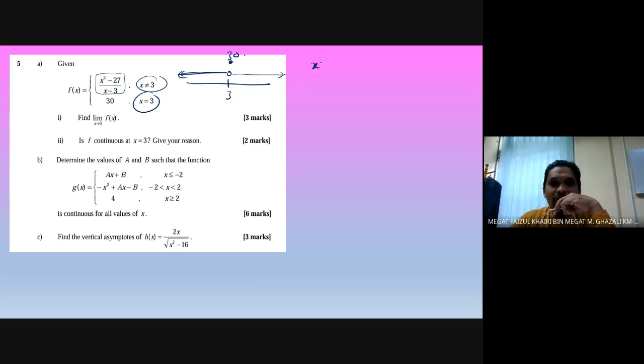Okay, x cubed minus 27, which is, if I come up with x cubed plus 0x squared plus 0x minus 27 divided by x minus 3. So x cubed divided by x gives x squared, times x minus 3, x cubed minus 3x squared.